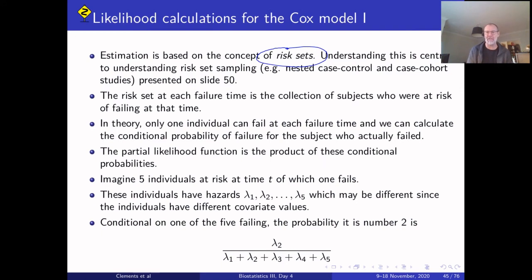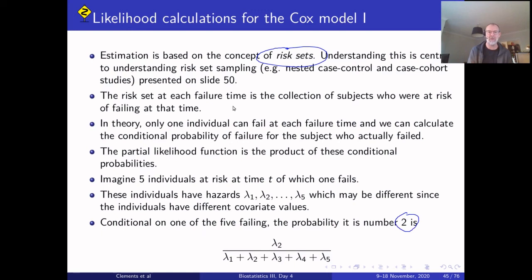That's a bit of a mouthful. I think it's probably easier if you think of an example here. Imagine that we have 5 individuals at risk of having an event, and each of those individuals has hazards lambda 1, lambda 2 through to lambda 5, and those hazards may be different since the individuals may have different covariate values. Conditional on one of the 5 failing, and in this case we assume it's number 2.